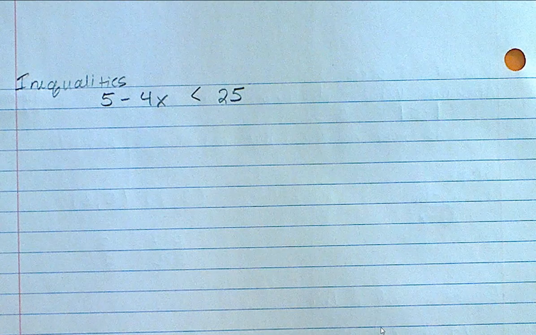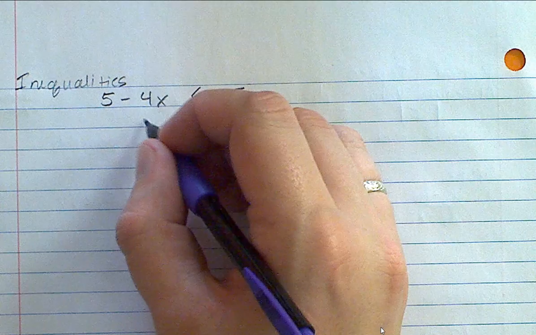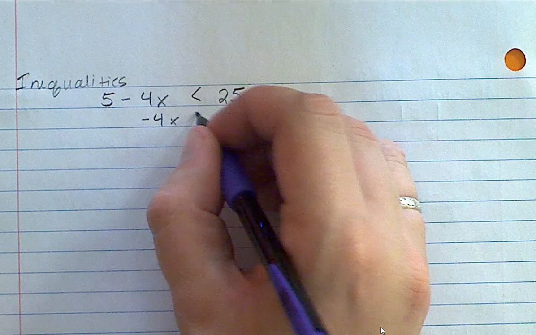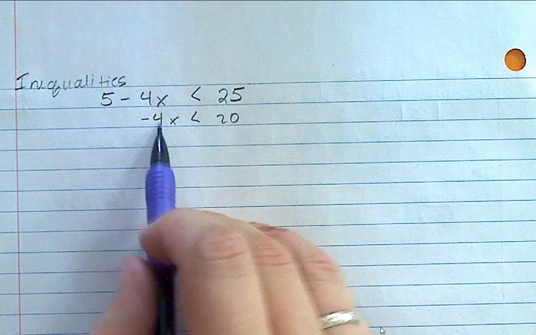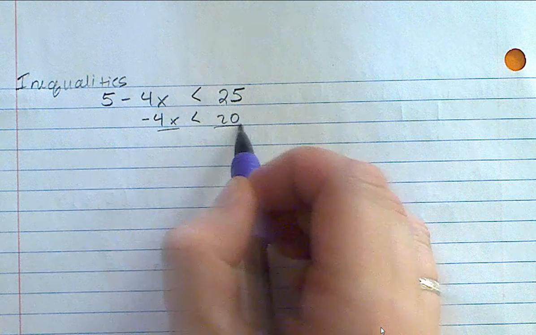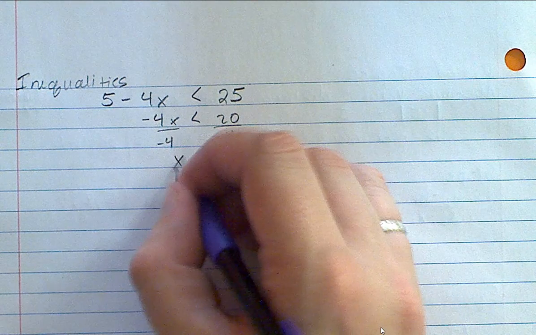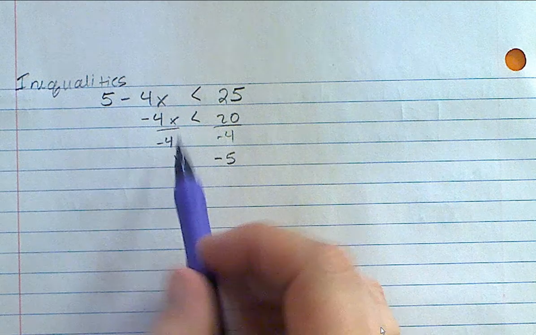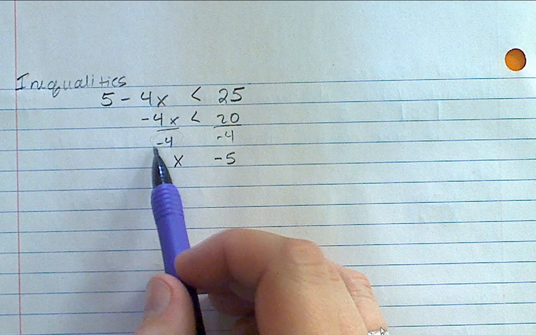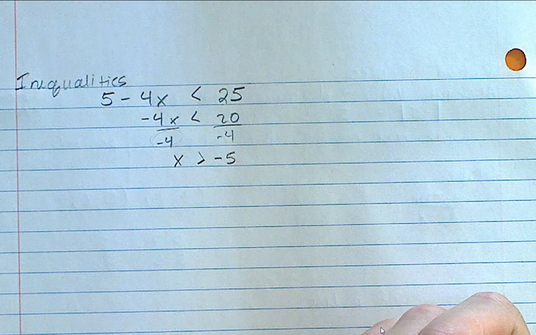All right, so to solve this, I'm going to subtract 5 from both sides first. So I'm going to get negative 4x less than, if I'm minusing 5, this is 20. Now, to get x by itself, I need to divide both sides by what? Anybody? Negative 4, right? So then I get x, and then 20 divided by negative 4 is negative 5. But because I divided by a negative number right here, this has to flip. Alright, that's right. Okay? I remember this.